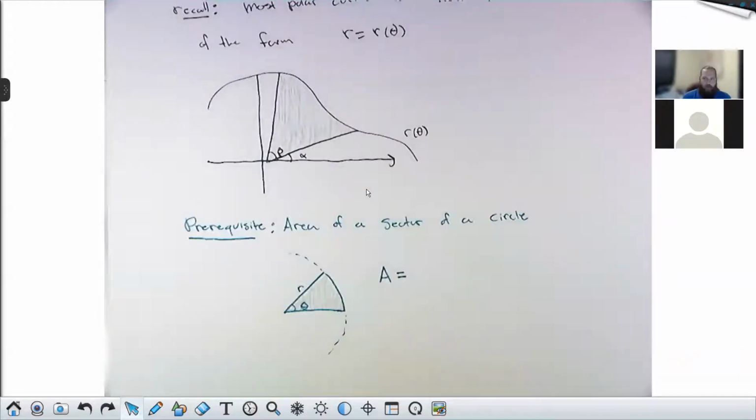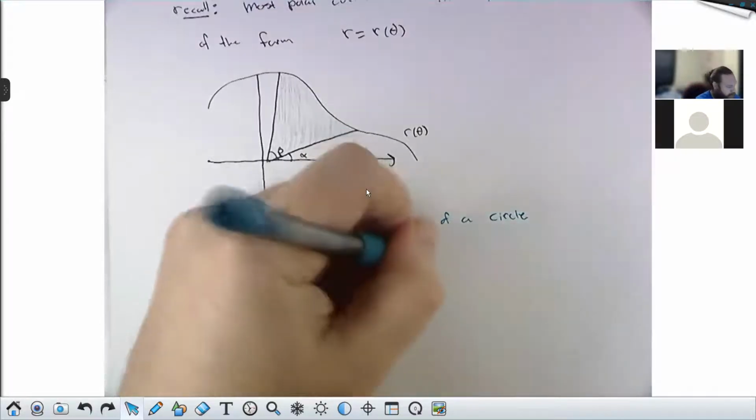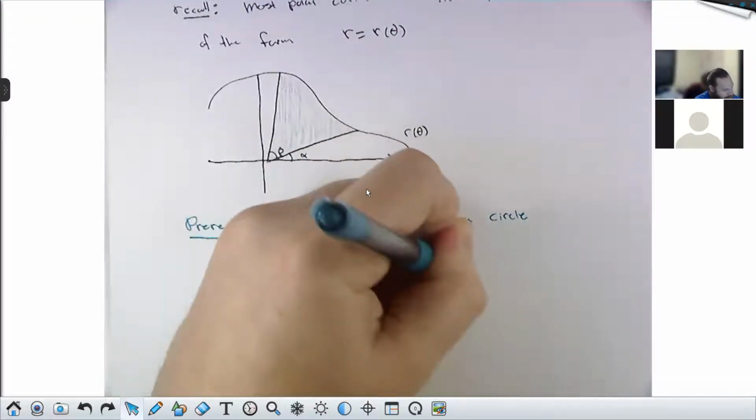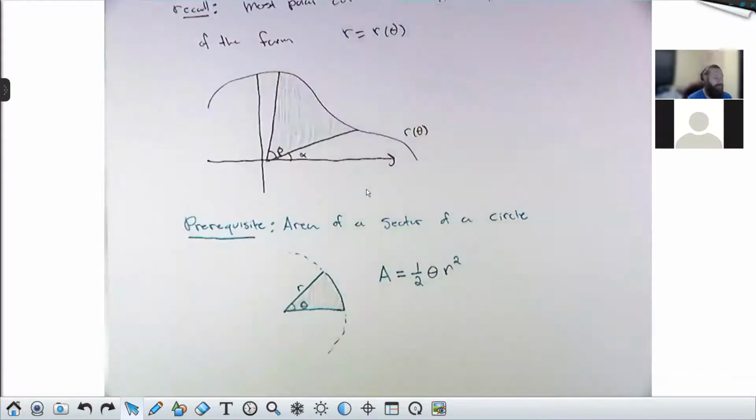The way you get here is by thinking, well, the area of a whole circle is pi times the radius squared. The area of half of a circle should be 1/2 pi times the radius squared. And the area of a quarter of a circle should be 1/4 times pi times the radius squared. So in general, what we get here is 1/2 times theta times r squared. Right? This is the only formula that works.